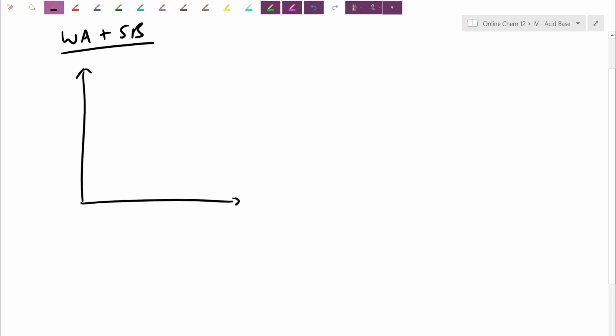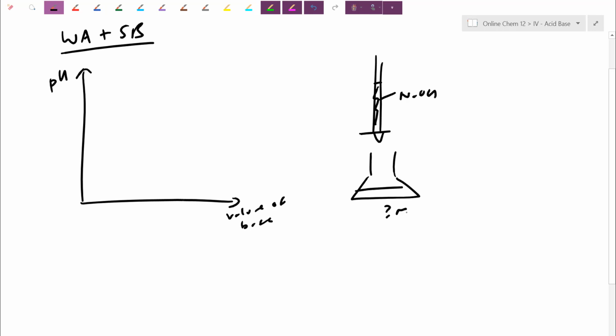Again, we're plotting pH, and I'm going to go back to dropping in base, so volume of base added. We're going to have NaOH here in the burette. So there's the NaOH. I'm going to drop it into my unknown concentration of a weak acid, HA. We would have imagined here, as a weak acid, there's going to be some number of H pluses. As a weak acid, it's not going to start out all that low.